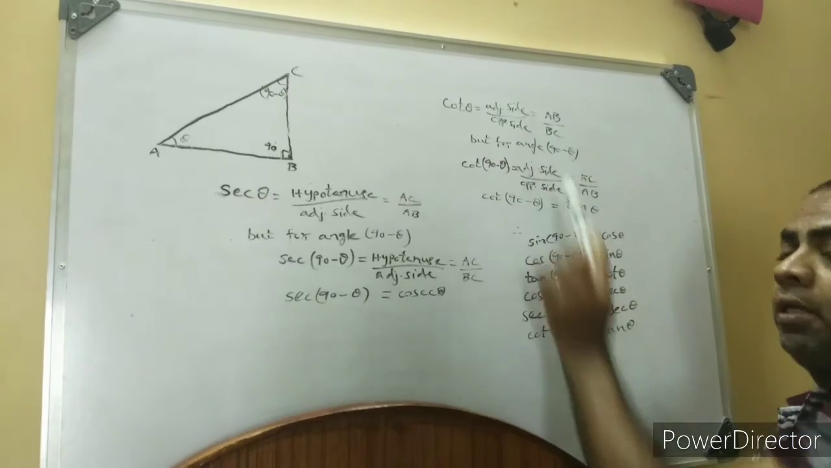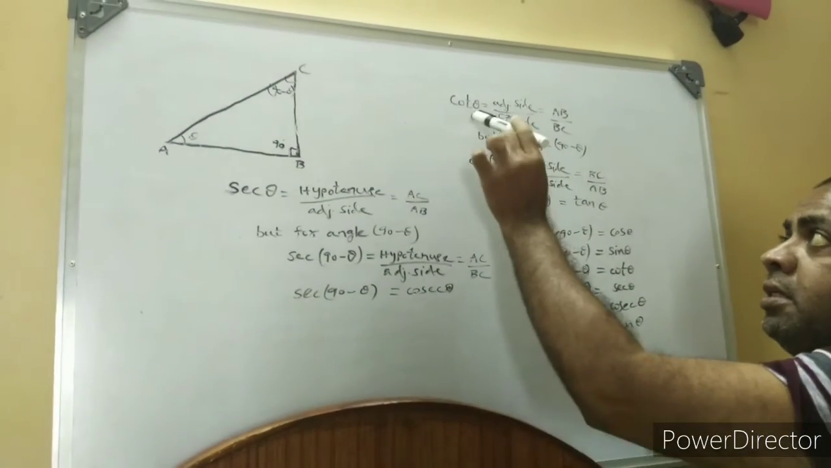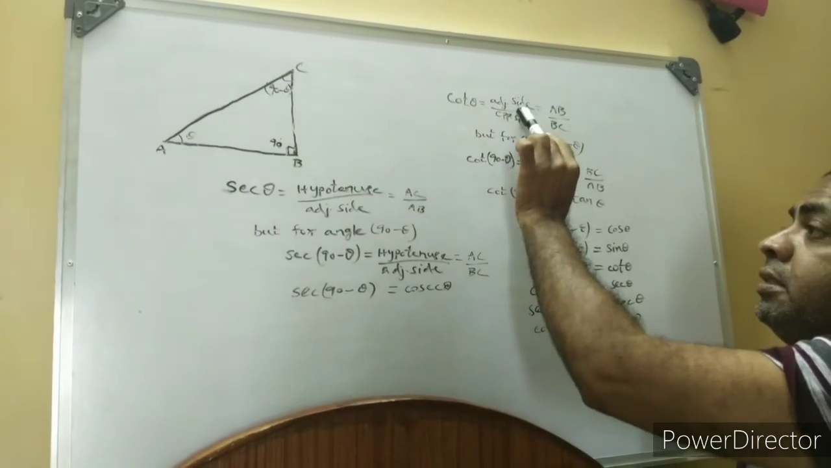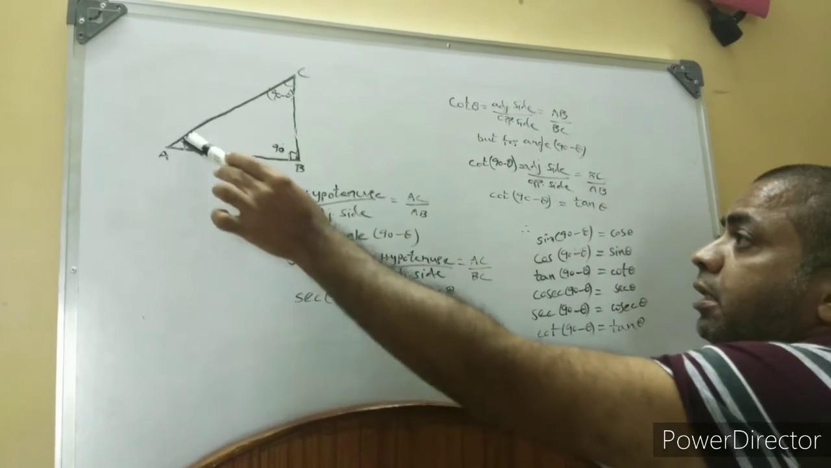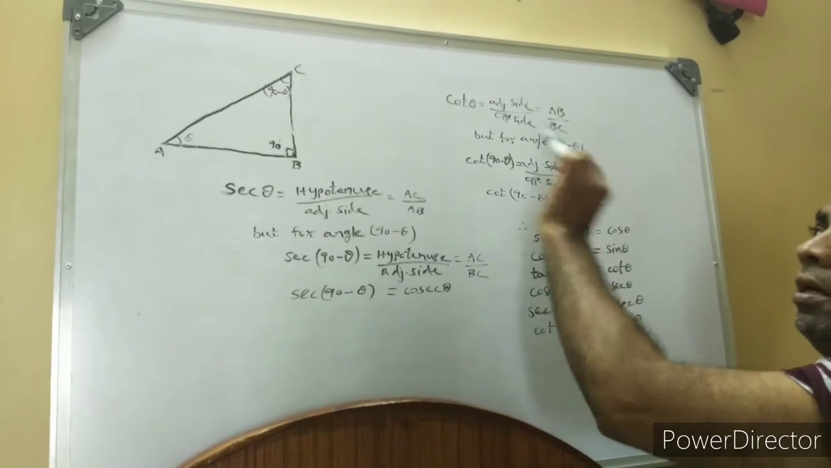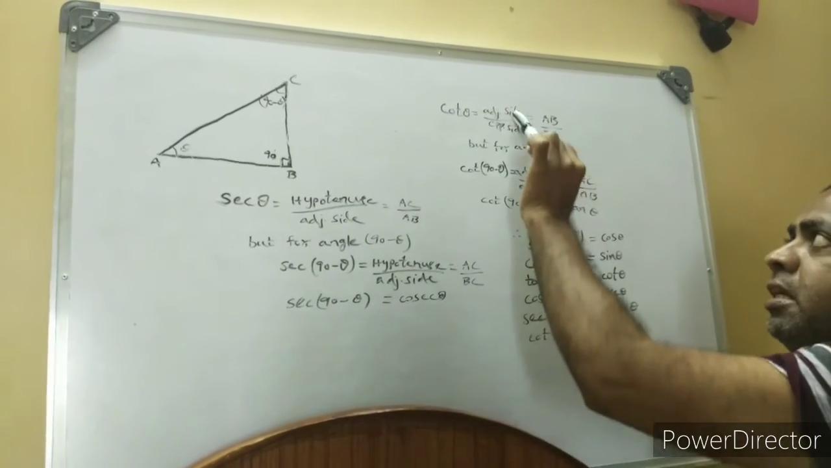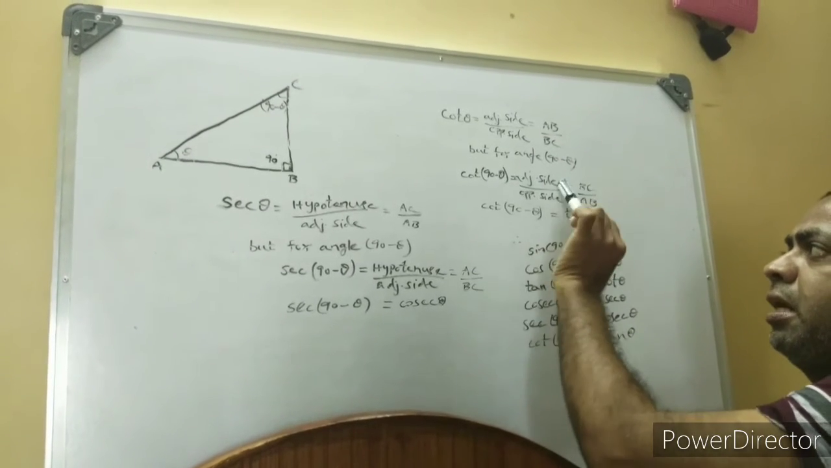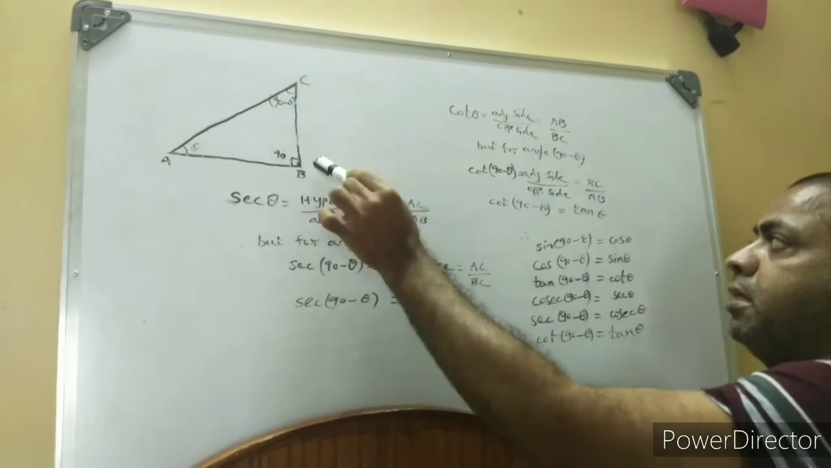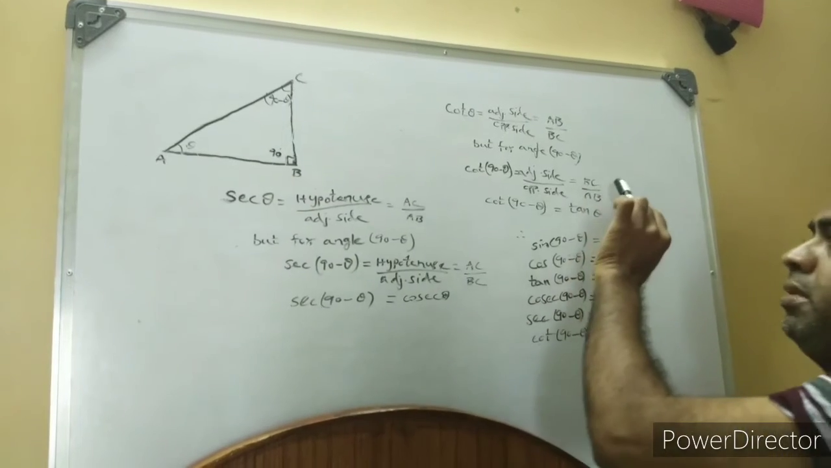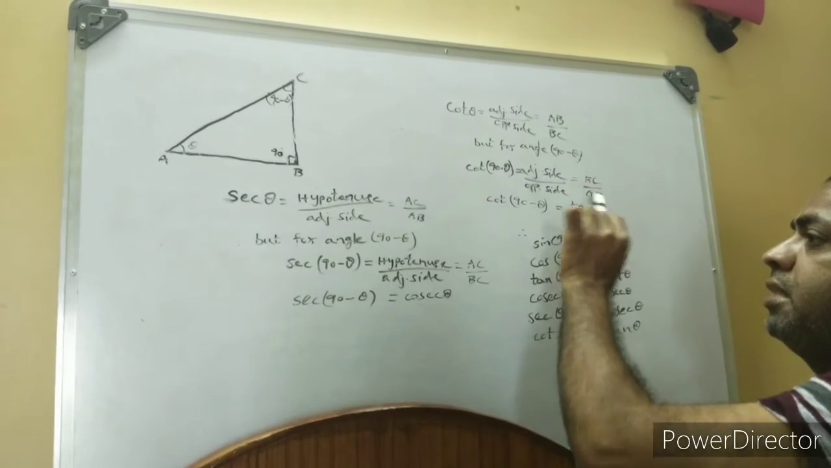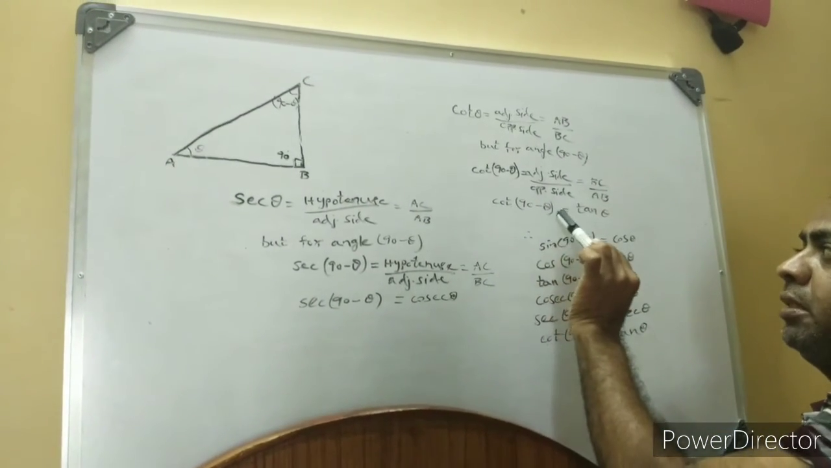Next, cot theta. The general definition of cot theta is the adjacent side to theta by the opposite side to theta. The adjacent side to theta is AB and the opposite side is BC, so AB by BC. But for the angle 90 minus theta, the definition does not change: the adjacent side to 90 minus theta by the opposite side to 90 minus theta. The adjacent side is BC and the opposite side is AB, so BC by AB. For the original figure, BC by AB is exactly equal to tan theta. Therefore, cot 90 minus theta is equal to tan theta.